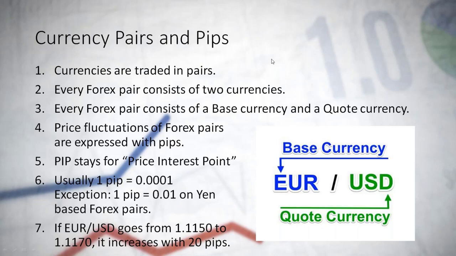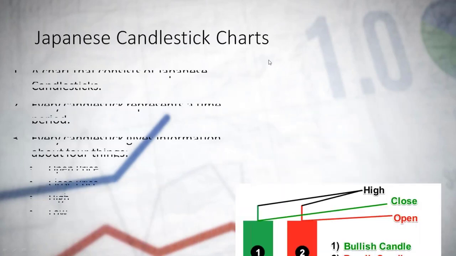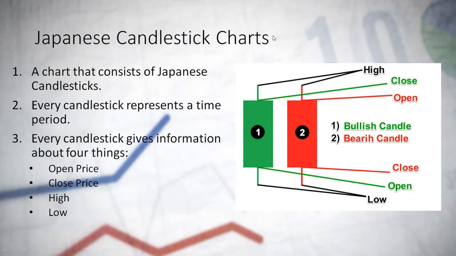So now I will move to the charts that represent the forex pairs on the financial markets. And I will introduce you to the Japanese candlestick charts. Most of you are probably familiar with the regular line chart, where you simply have an x-axis and a y-axis, and you have a line that fluctuates up and down. This is the line chart. Basically, the Japanese candlestick chart has pretty much the same function, but it gives a lot more information.